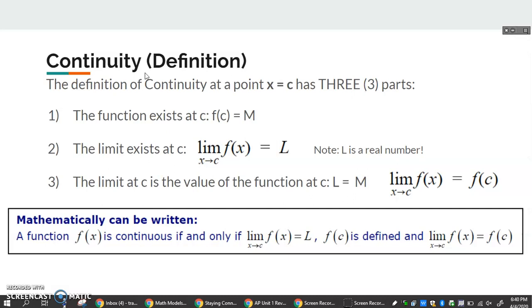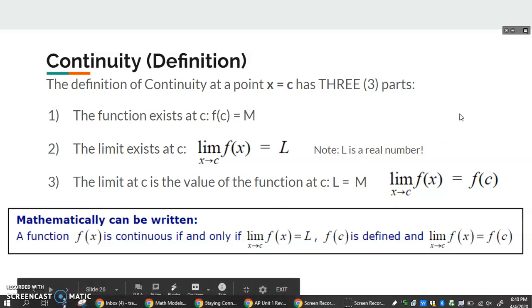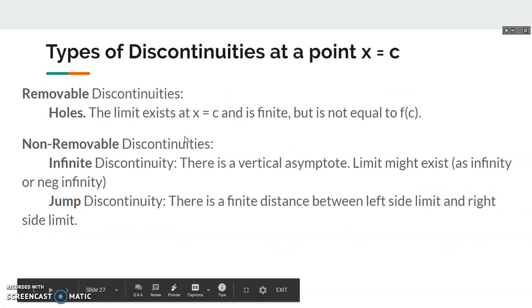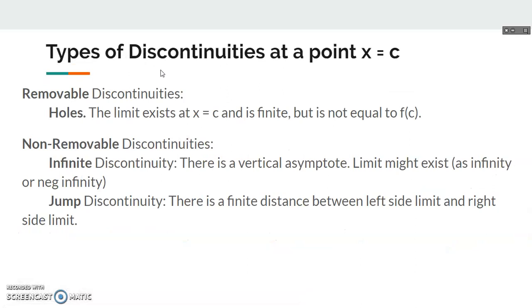Next thing I want to talk about is the definition for continuity. The definition for continuity has 3 parts. First of all, the function has to exist at C. Second, the limit has to exist at C. And most importantly, the limit and the function must be equal to each other. Mathematically, it would be written like this. If it's not continuous, then we would say there's a discontinuity at that x value.